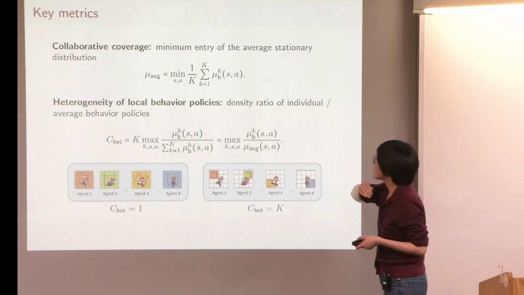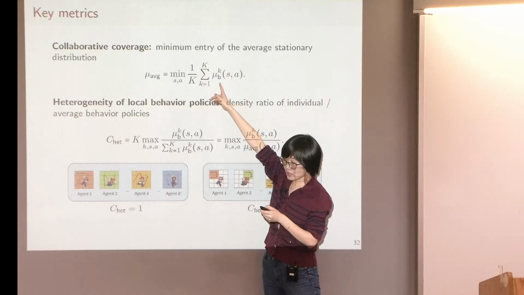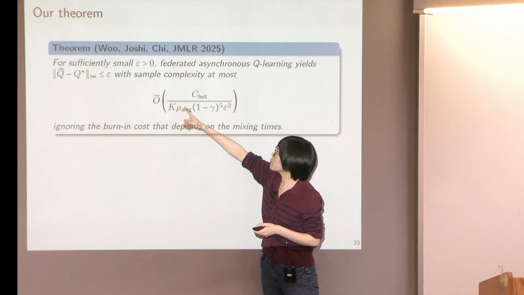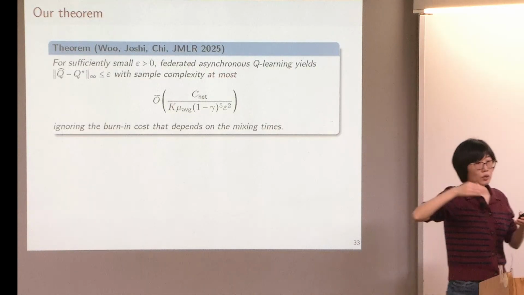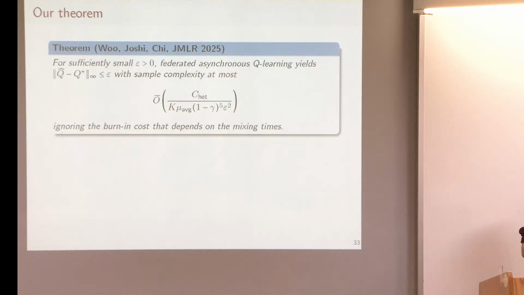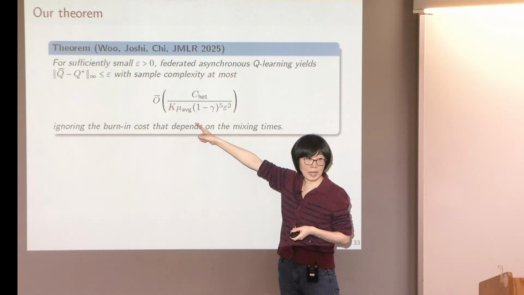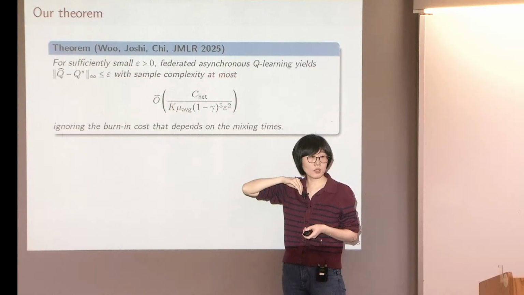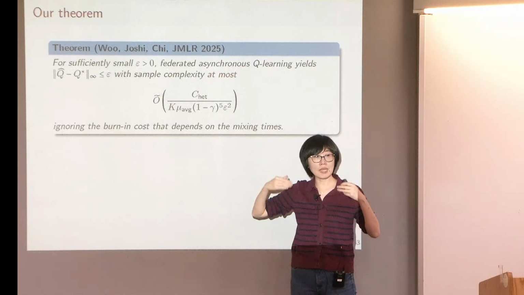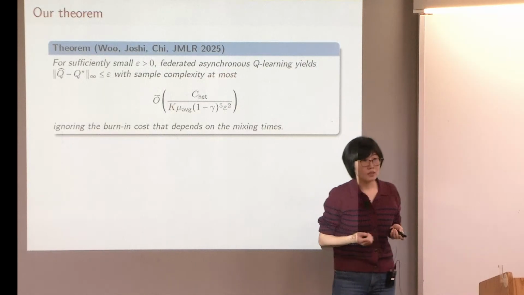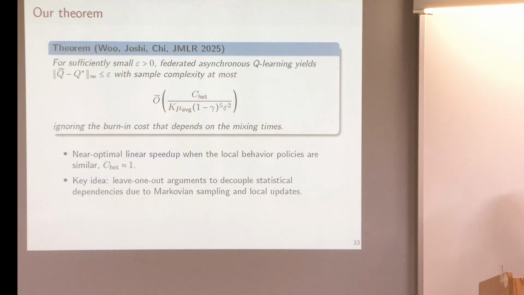Yes, exactly. In the single agent setting, the sample complexity will have this mu b on the bottom. So if you do it for each of the agents, you would require each agent to cover the entire space. But in this case, you still only require the mu average to be above 0. So you still have a little bit of collaboration gain, but you may not be getting a linear speedup. Yeah, great question.